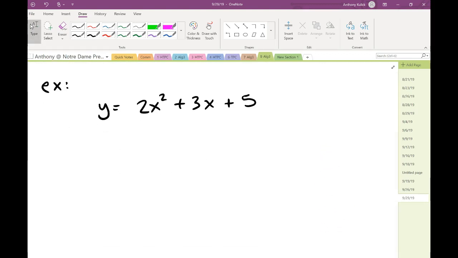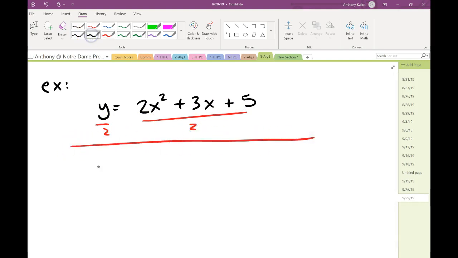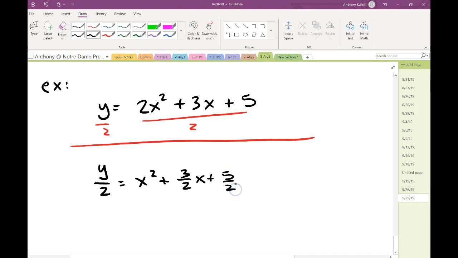So our next one here, y equals 2x squared plus 3x plus 5. What's the first thing I want to do? Make the a coefficient 1. To do that, I will divide both sides by 2. And I remember that division is distributive. So on the right-hand side, I'd get x squared plus 3 over 2x plus 5 over 2.